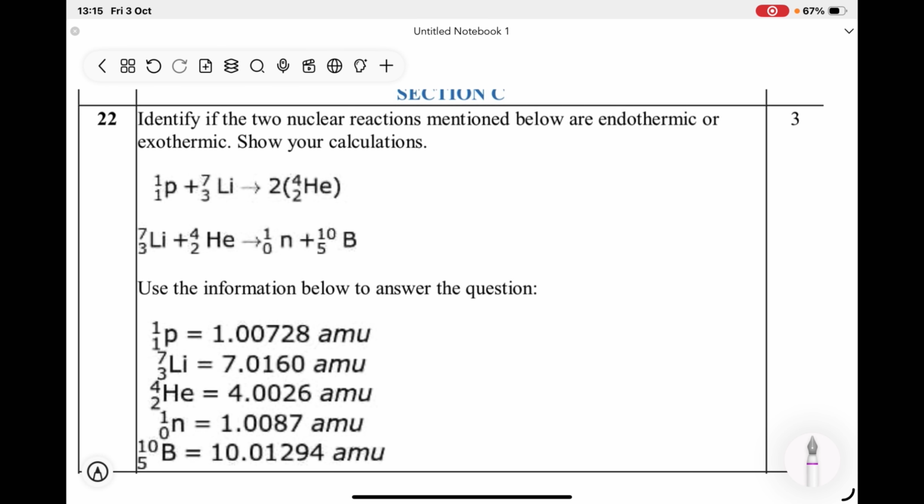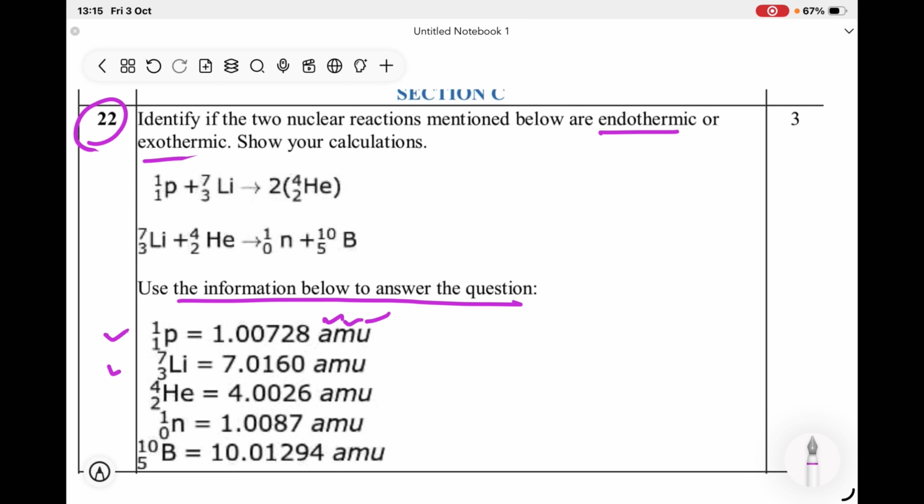Now let us see question number 22. This question belongs to chapter nuclei, so it's not a very hard question, so we can prepare it right now only. We have to tell whether reactions are endothermic or exothermic. So simply masses have been given. Use the information below to answer the question. That is AMU, atomic mass unit. So these are masses. This is a proton, this is of lithium, this is of alpha particle, or you can say helium, this is of neutron, this is of boron. So five masses have been given to us.